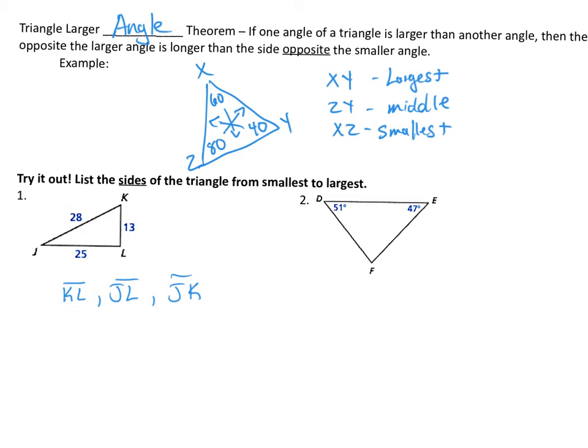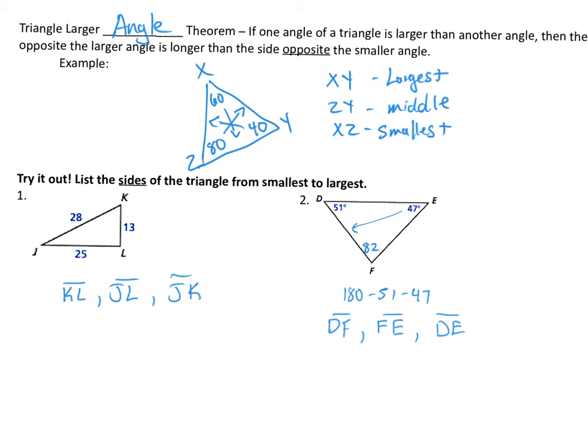Well, we know that all the angles have to add up to 180 degrees. To just find the missing one, all I have to do is find 180 minus 51 minus 47 to give me the missing angle. This tells me F is 82. So now I just need to write their sides smallest to largest. Well, E matches up with DF. So DF is smallest, then FE is in the middle, and then the largest side has to be DE.